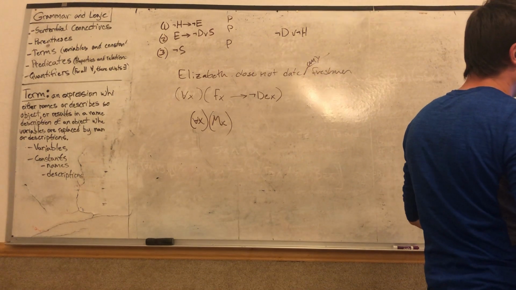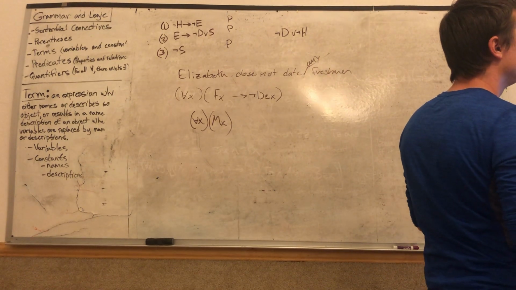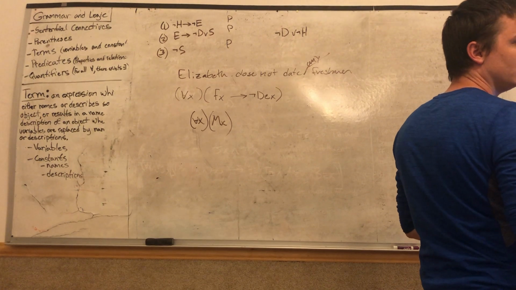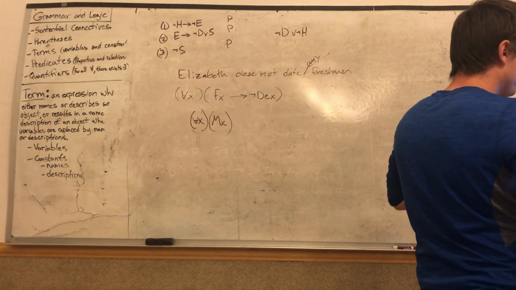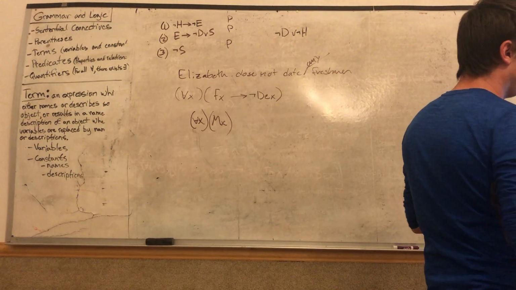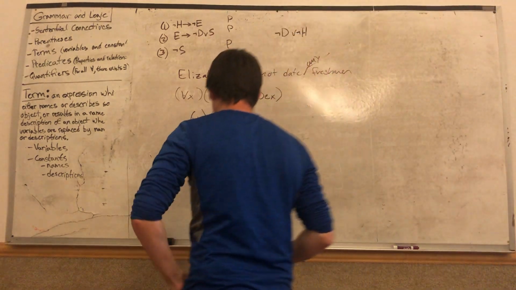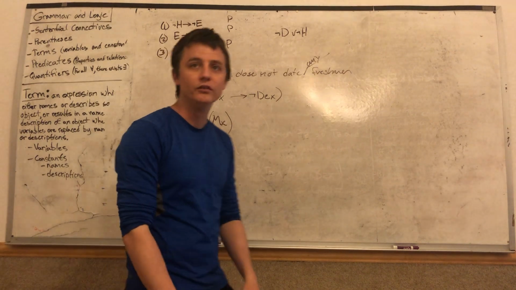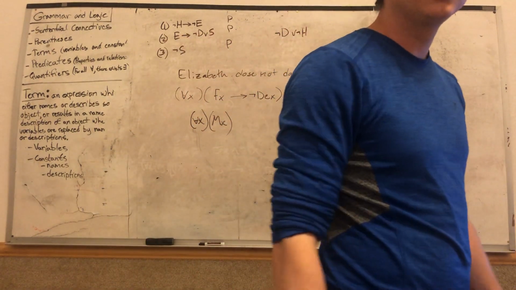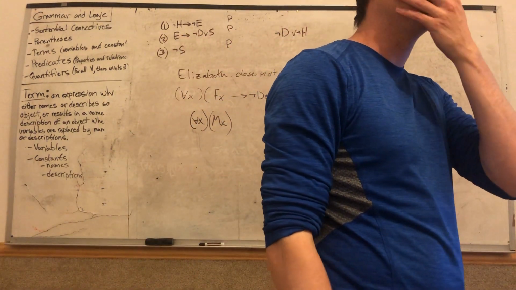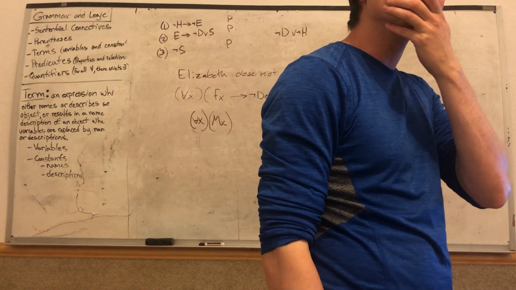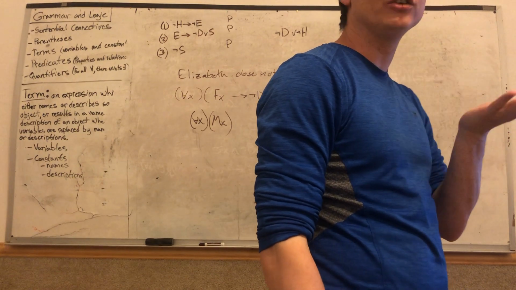X hates Y but loves Z. That's a formula. 3 plus 1 plus 10. Term. Very pretty. Neither. Very pretty isn't an object. Very pretty X. Now you're using it as a predicate.